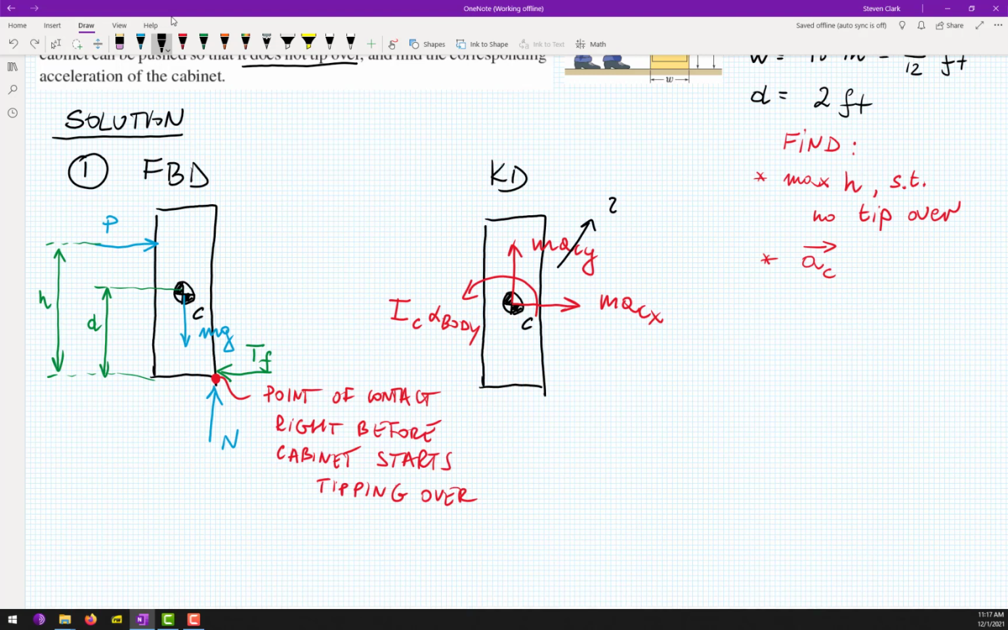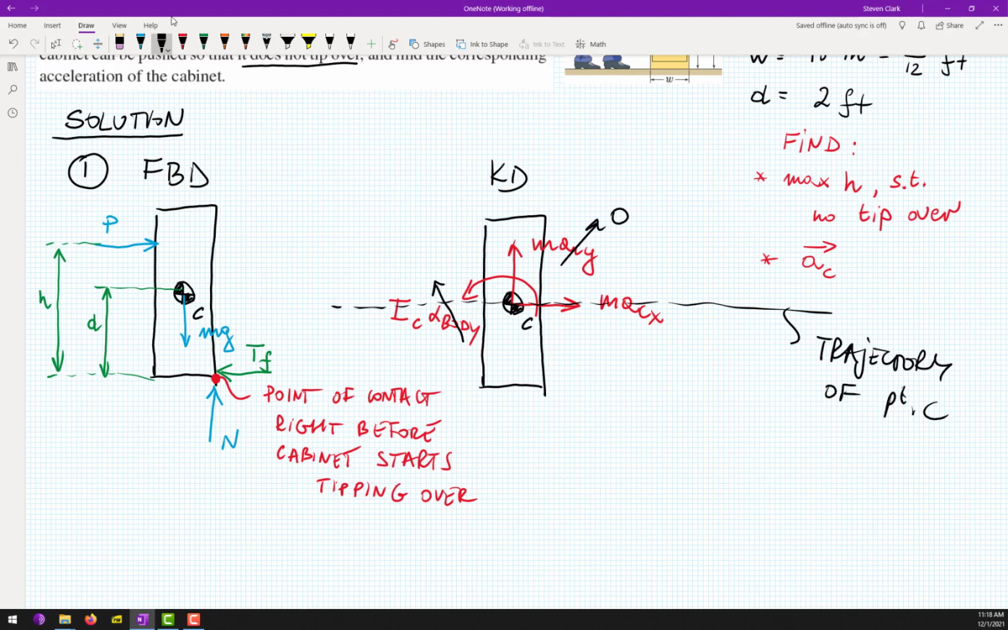Zero, exactly. Because the trajectory of point C is this. So point C must follow the horizontal line. It cannot leave that plane, so it must be 0. And by the way, we don't want our body to tip over. We don't want our body to rotate, so this is also 0. Our body is not rotating.